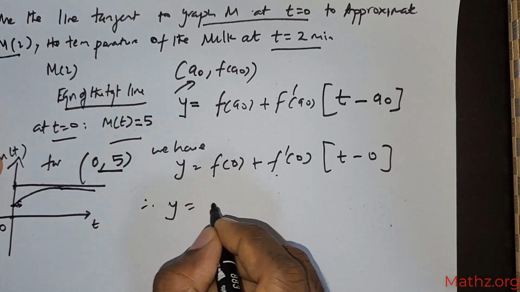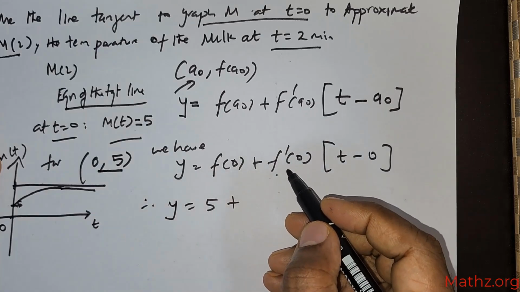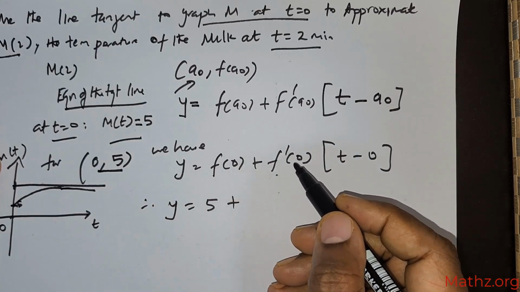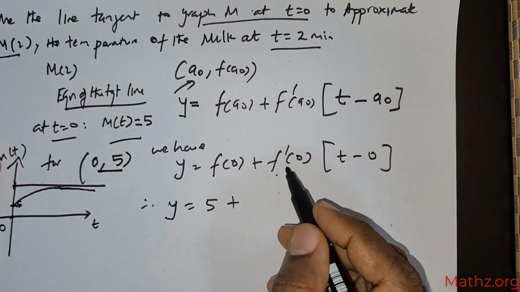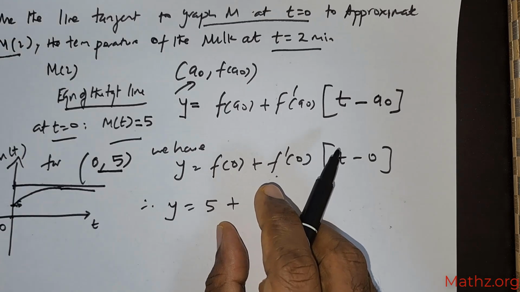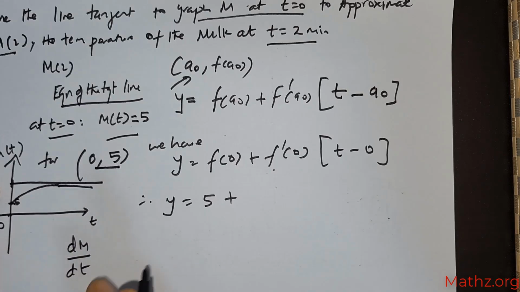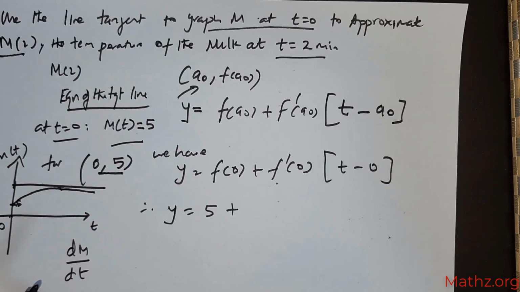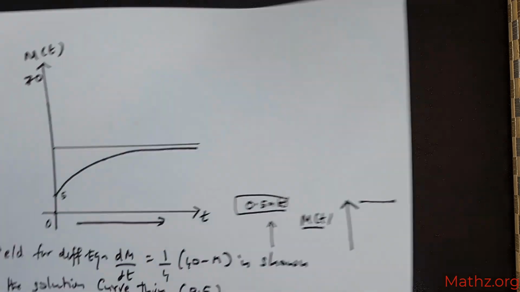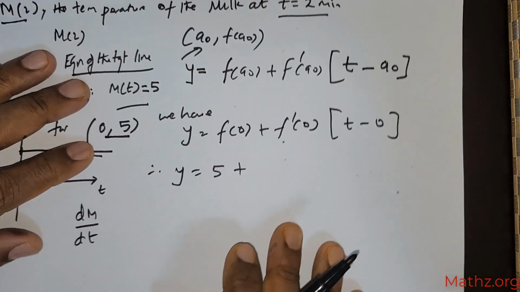Therefore y is going to be equal to f of 0, which is 5 units, plus, now we need to get this f dash. Where are we going to get this f dash? Let me show you this f dash being present here. f dash is nothing but dm over dt, which is 1 over 4 of 40 minus m. So let me write that dm over dt.